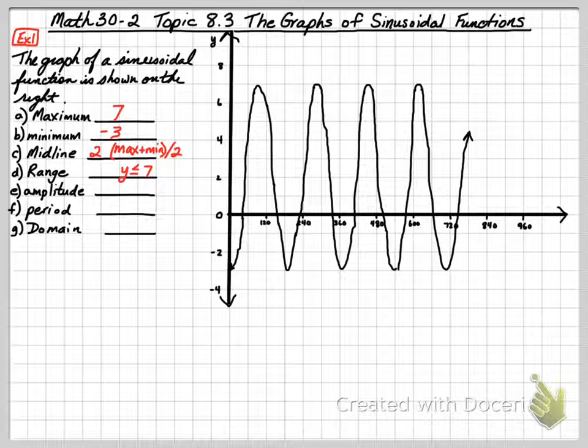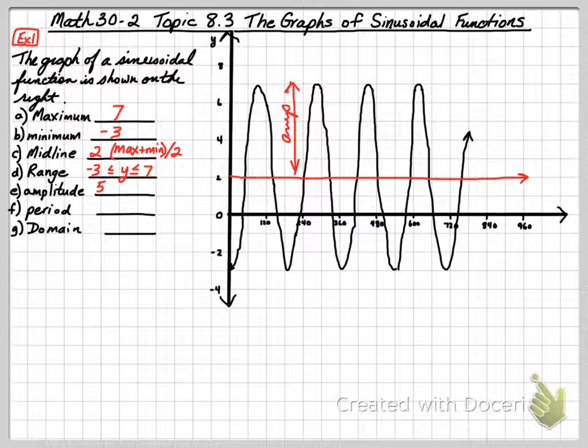The range is going to be y has got to be less than 7, but at the same time y has to be greater than -3. The amplitude is the distance from the middle to the top. So it's going to be, for the midline to the top, 5, because the midline is going to be at 2, so 7 minus 2 is 5.